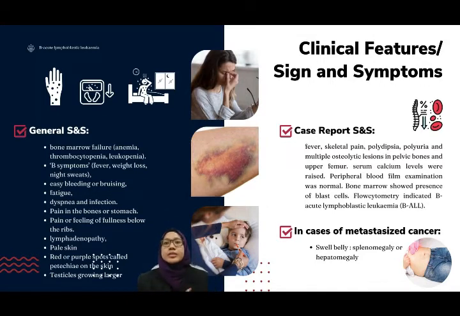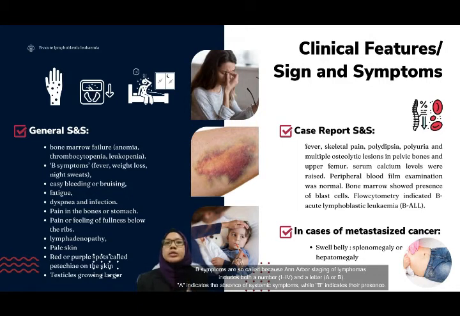As for the general signs and symptoms of B-ALL, patients usually present with B symptoms, which are fever, weight loss, and night sweats. B symptoms are so called because the staging of lymphomas includes both a number I to IV and a letter A or B.